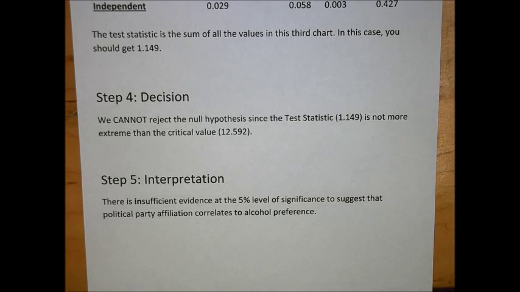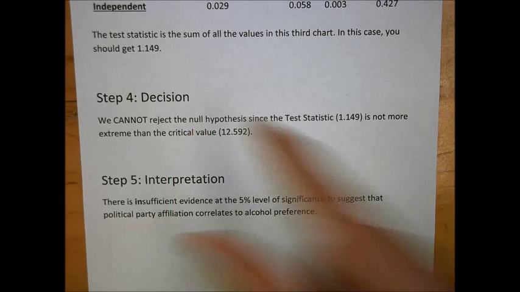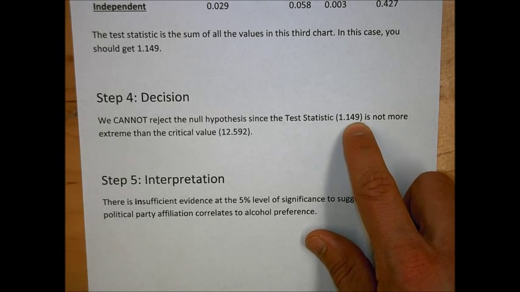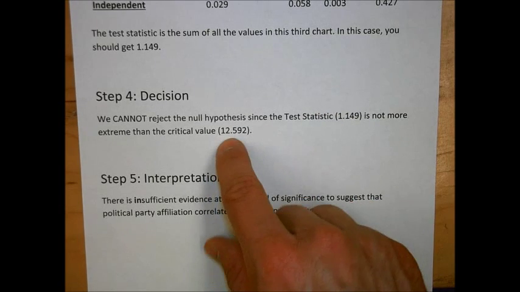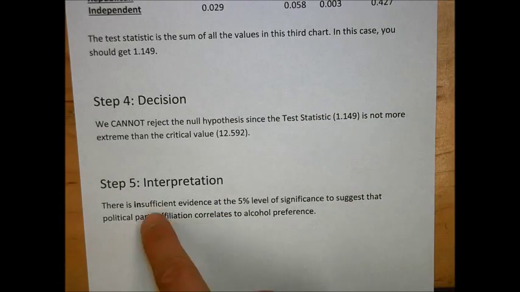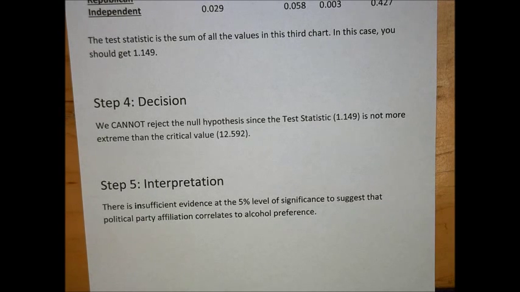That brings us to our decision and interpretation. We cannot reject the null hypothesis in this case, since the test statistic of 1.149 is not more extreme than the critical value of 12.592. In this case, there is insufficient evidence at the 5% level of significance to suggest that political party affiliation correlates to alcohol preference. This is probably something we should have expected, as it doesn't make any sense for a certain political party to enjoy a certain type of alcohol any more often than another certain type of alcohol.